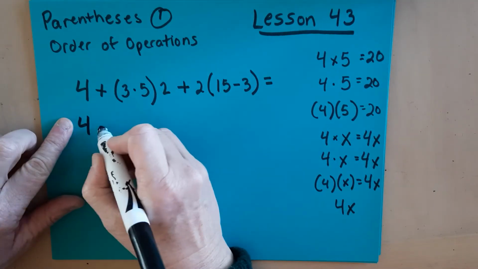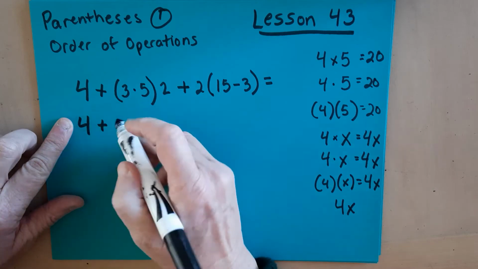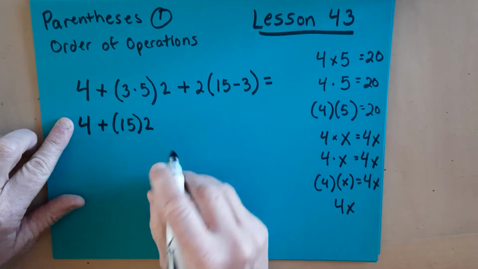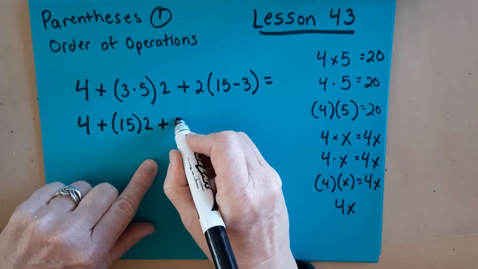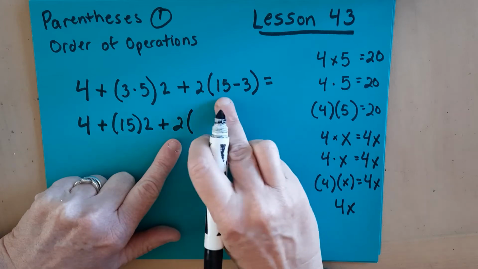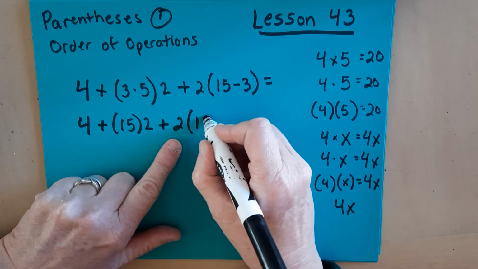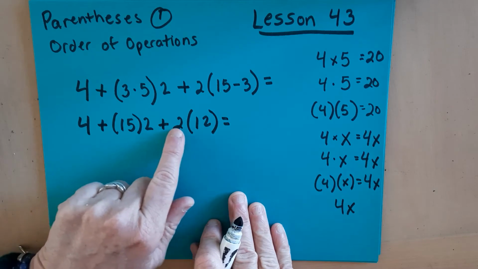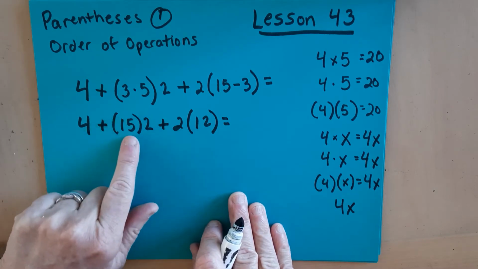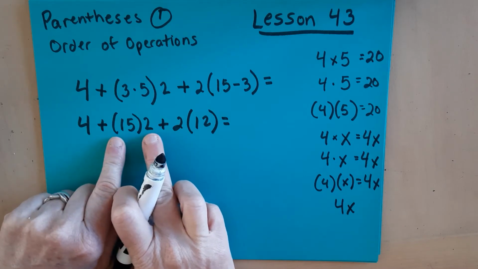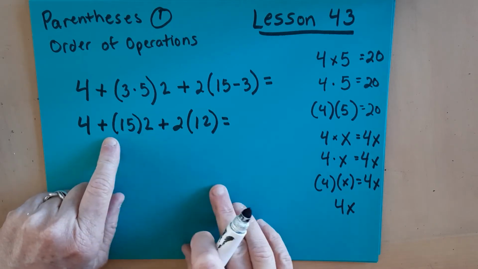So we'll just write the 4 here. 3 times 5 is 15. We're going to put the 2 in the same place that it was. Again, we're going to put the 2 down here, and we're going to solve for what's in these parentheses. 15 minus 3 is 12. Now what do we do first? Do we say 4 plus 2, or do we multiply these together? Because we can, this 15 and this 2 means 15 times 2.